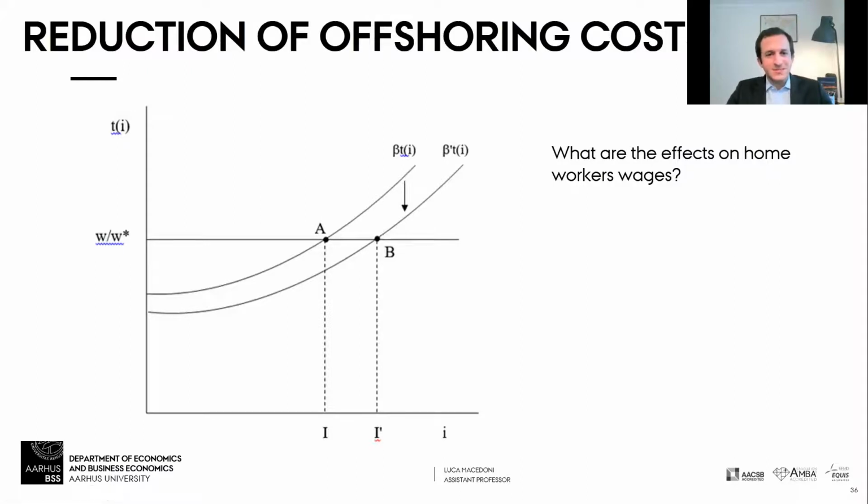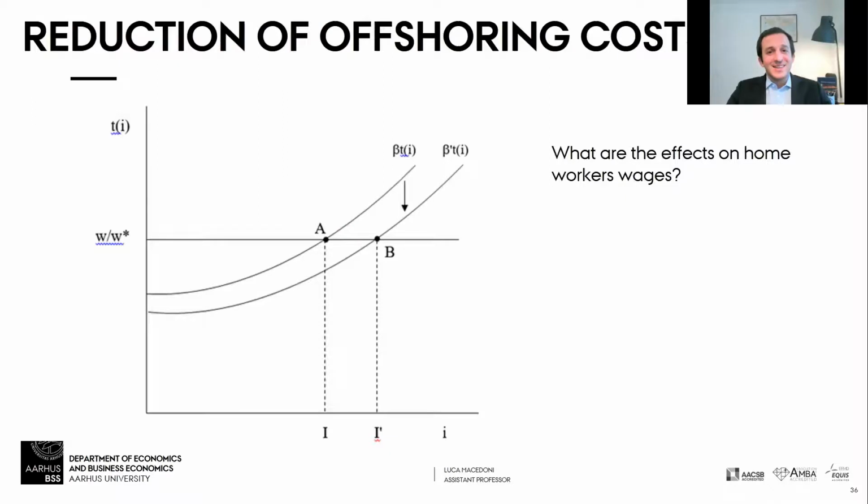I mean, this makes sense, right? It becomes cheaper to offshore for whatever reason. Maybe it's an improvement in the technology, widespread use of Zoom. So what's going to happen is that we're going to offshore more. What's going to happen to the wage of low-skilled workers, holding constant the prices of final goods?